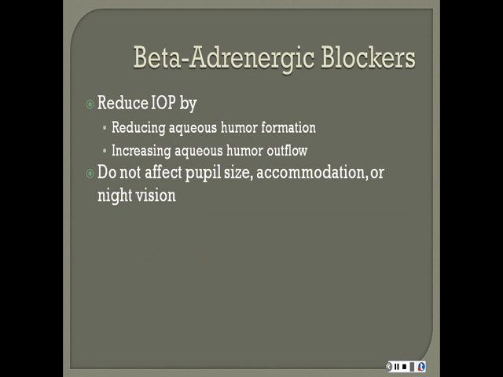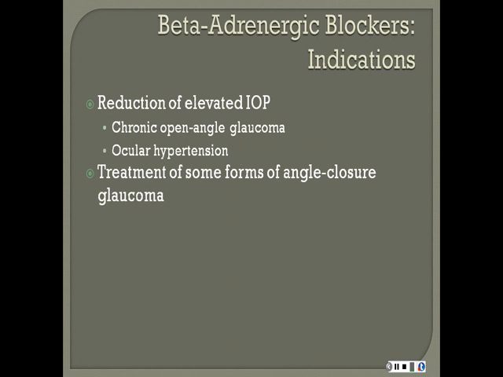So these drugs work to reduce intraocular pressure by reducing aqueous humor formation, and they also increase the outflow. These drugs do not affect pupil size or accommodation or night vision. So indications for the beta blockers. These drugs are used, again, to reduce elevated intraocular pressures in chronic open-angle glaucoma and ocular hypertension. They also might be used to treat some forms of angle closure glaucoma.